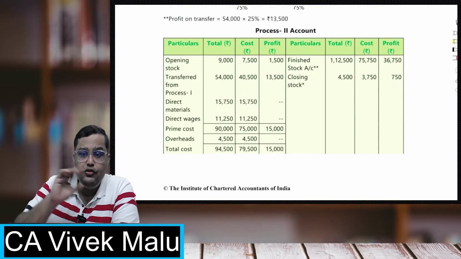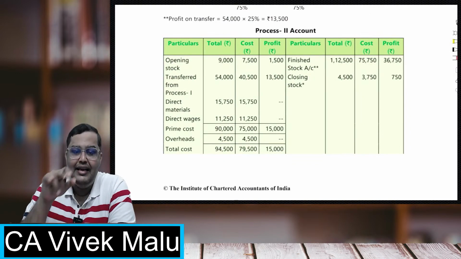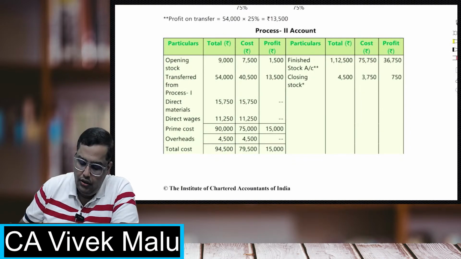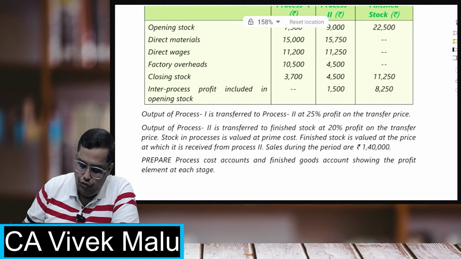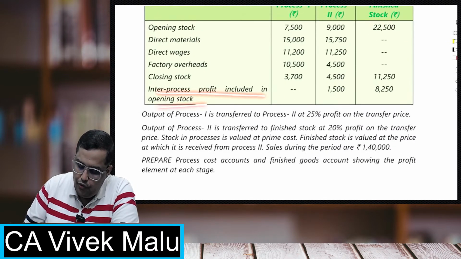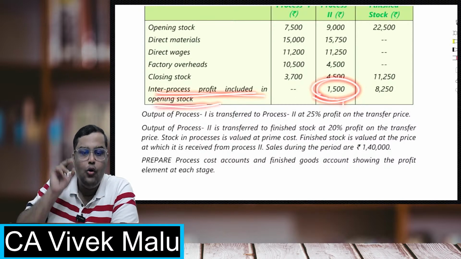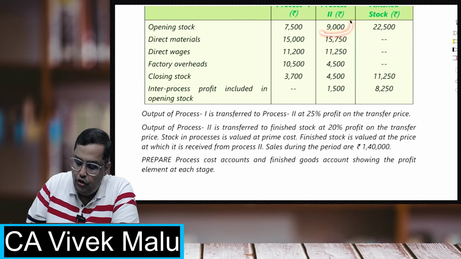Now, the challenge was not in the first one. The challenge is actually in the process 2 account. Why process 2? Because he has given you 2 extra pieces of information for process 2. Interprocess profits included in opening stock. This is also given. There are already some opening stocks which have the profits.